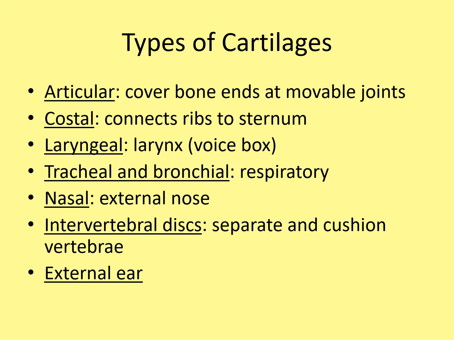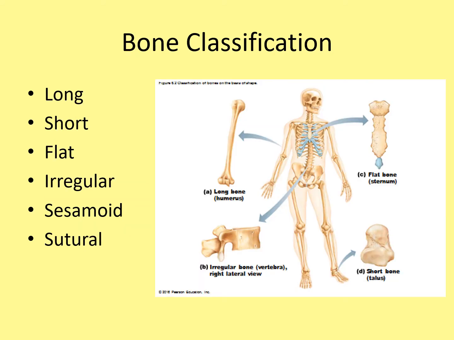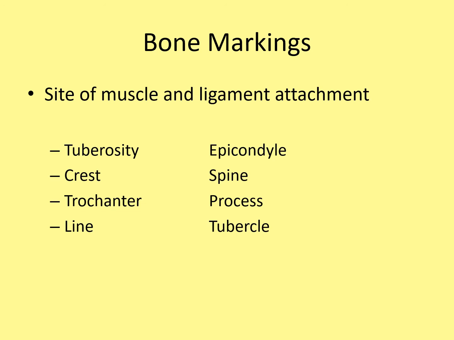Intervertebral discs are between each of the vertebrae. They help to separate and cushion them and act like a shock absorber. The external ear, what you see as your ear, is actually cartilage. In terms of bone classification, they are classified as long, short, flat, irregular, sesamoid, or sutural. The four main categories will be these first four right here.